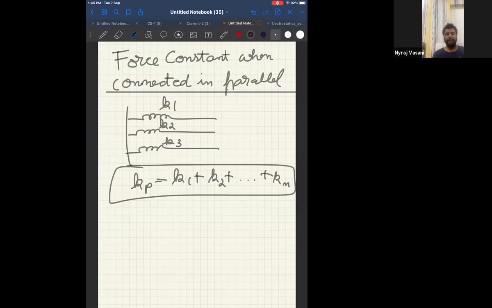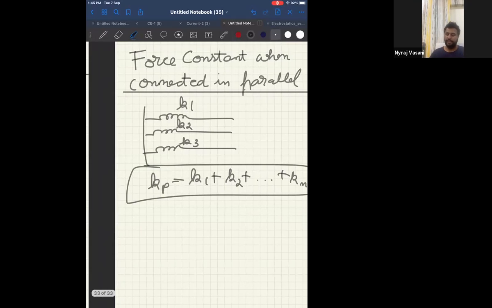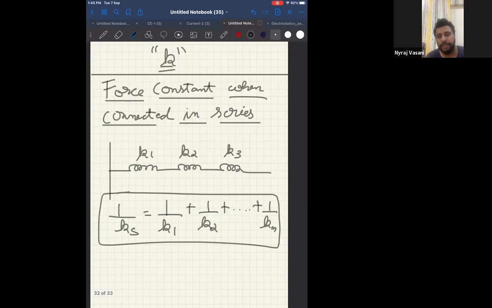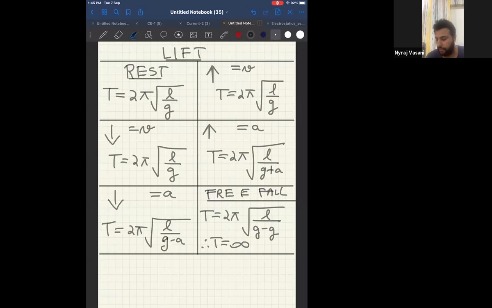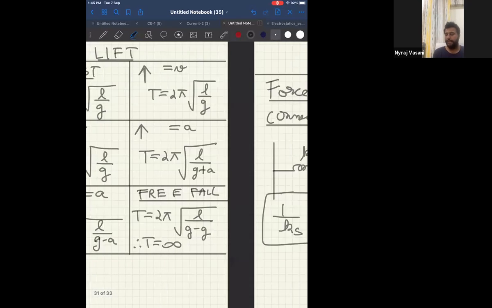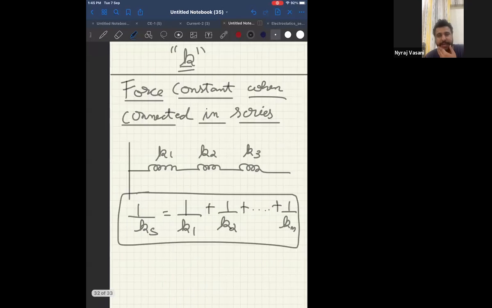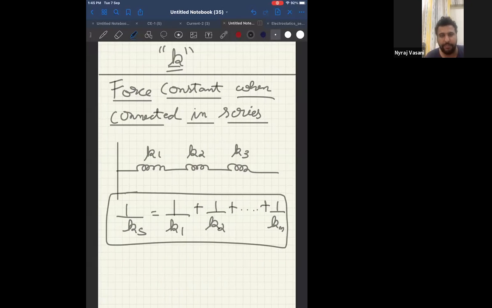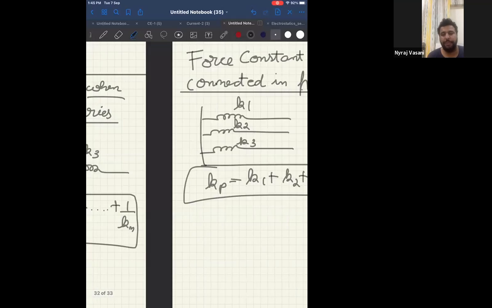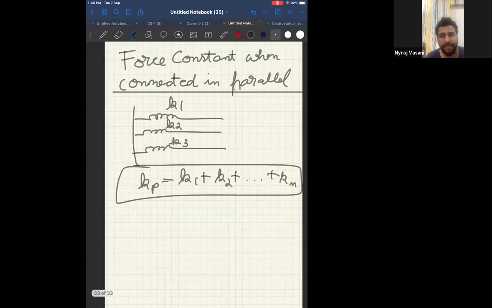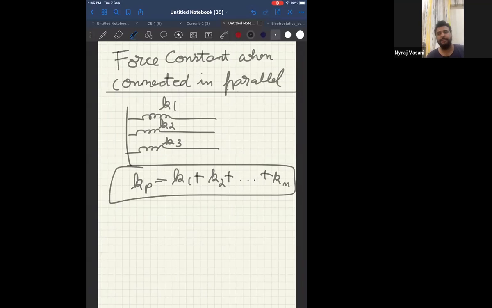Okay, so today we did some things. I will ask you why I want that. The first thing that I'll ask you is this particular page. Look at the screen. Six cases of time period of a pendulum. Next, I'll ask you what happens to spring constant when they're connected in series, same as resistance in parallel. And what happens to spring constant when they're connected in parallel. Is it clear, all of you? Yes, start revising.